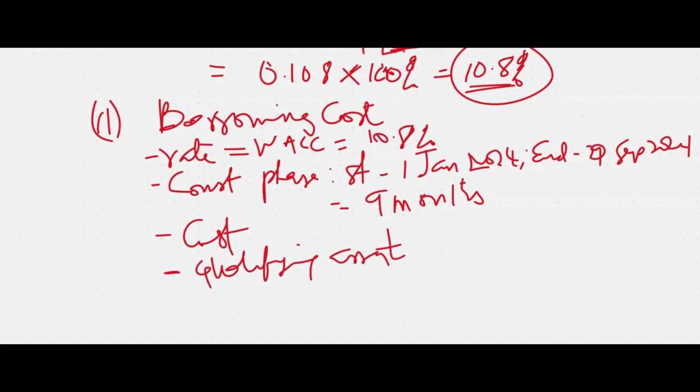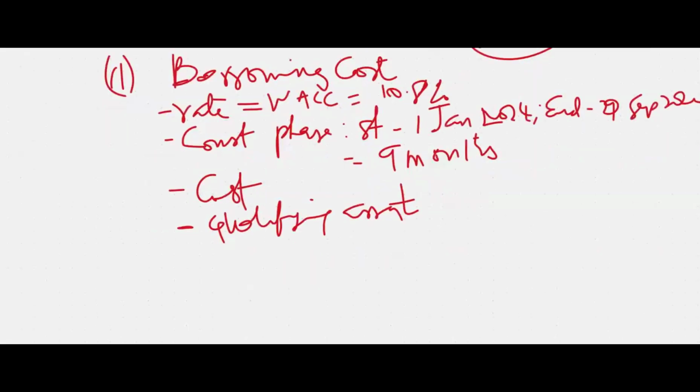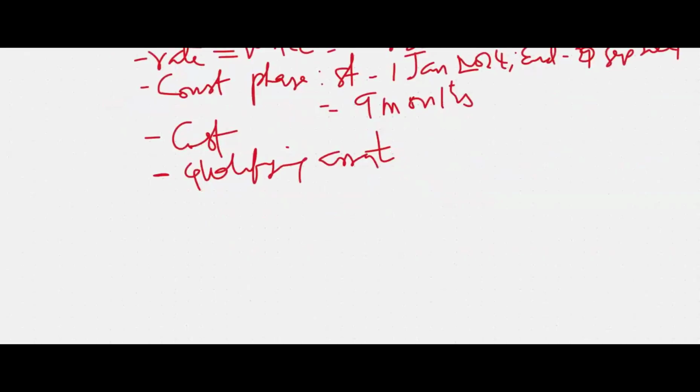So now let's compute the borrowing costs. But before that, the amount wasn't paid straight away. Assuming the question said the 26 million was paid upfront, this is how the borrowing cost would be computed. Borrowing cost equals the simple interest formula, but here I'm going to use the WACC, 10.8%, times 9/12, the construction phase, times 26 million.